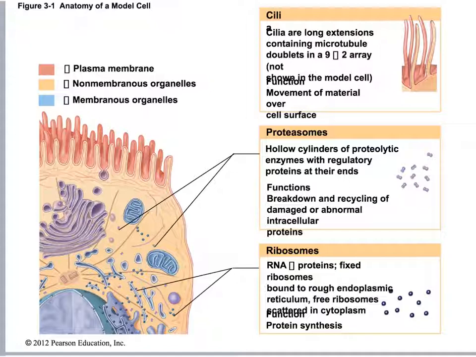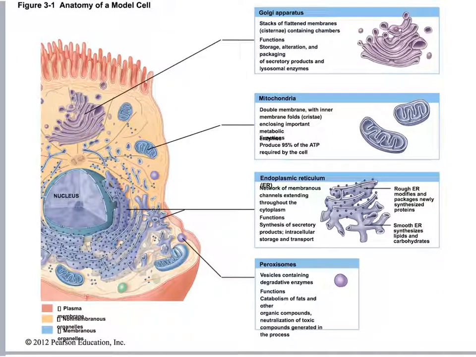We see the proteasomes. There are hollow cylinders of proteolytic enzymes with regulatory proteins at their ends. And we see the ribosomes, and there's two types. There's free ribosomes and fixed ribosomes, and they produce proteins. Here we see the Golgi apparatus, and it's stacks of flattened membranes, and its function is storage, alteration, and packaging of secretory products and lysosomal enzymes.